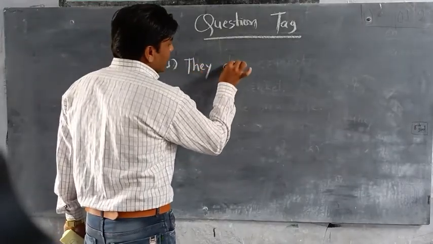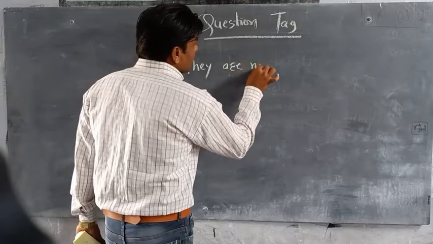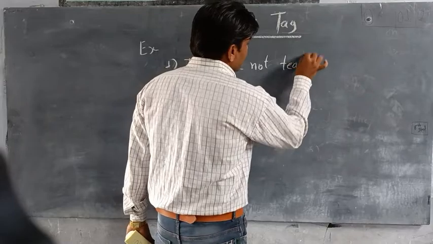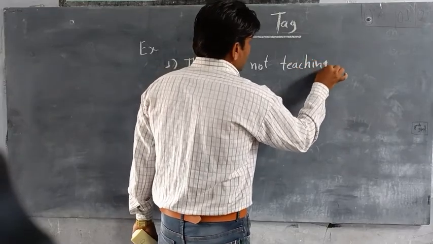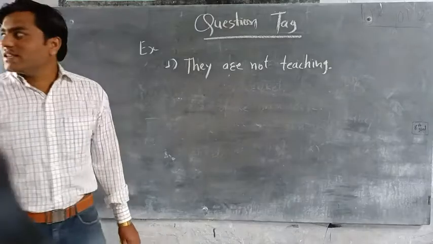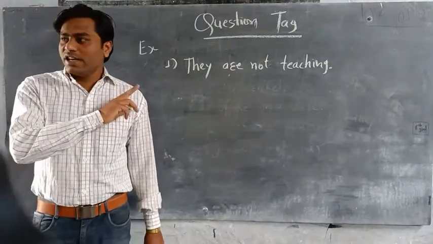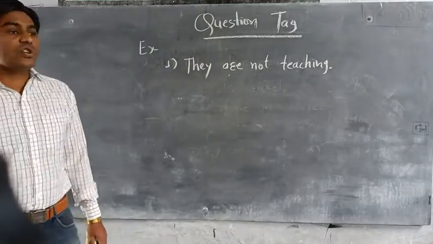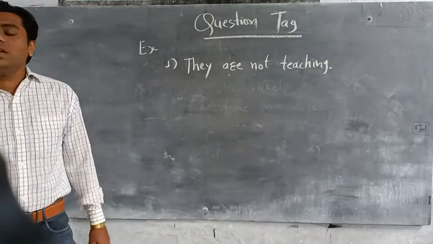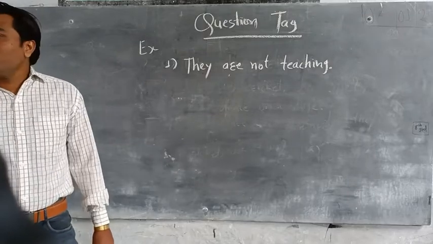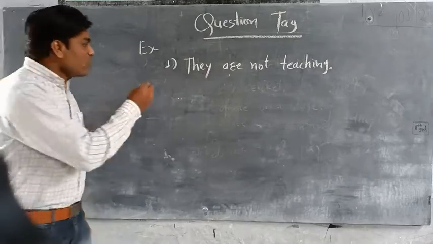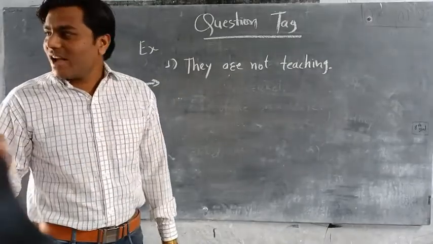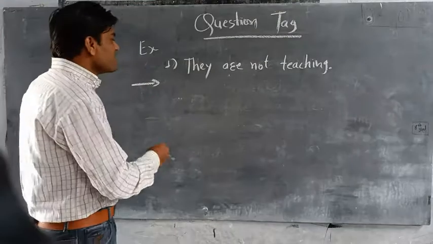They are not teaching. It is a sentence in continuous form. When we try to transform this sentence into a question tag, how can we make it? We have to write the sentence as it is there. Getting? Write the sentence as it is.